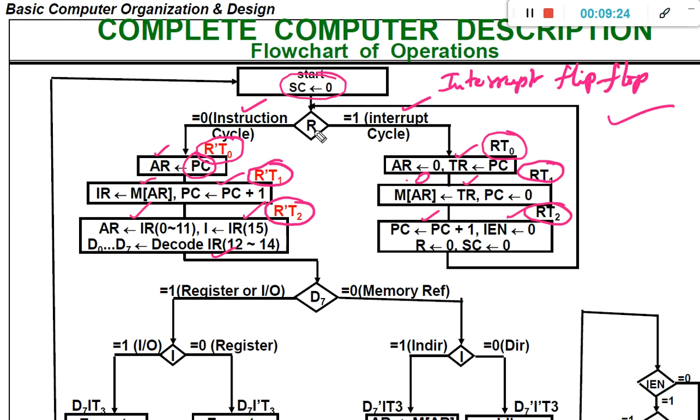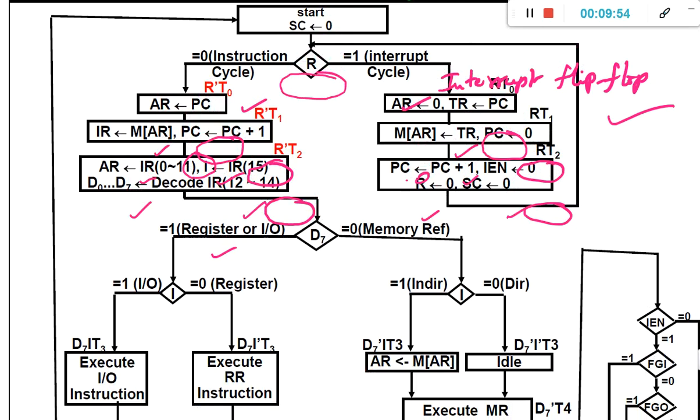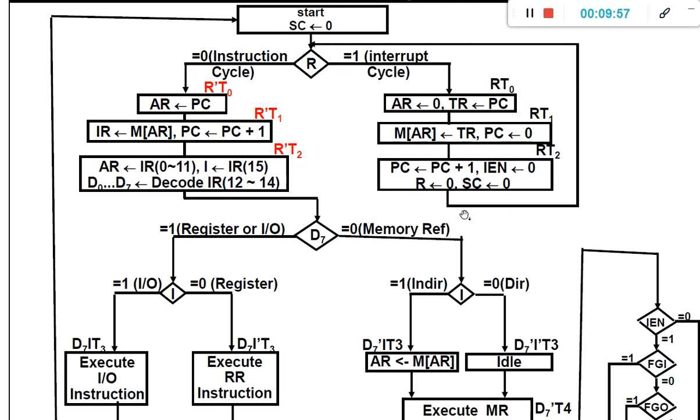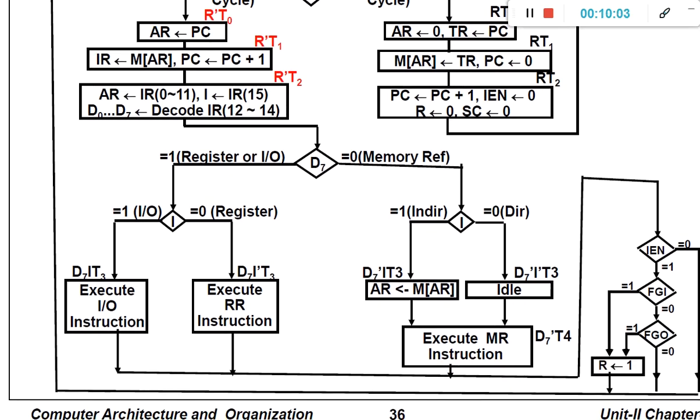So this is the basic thing initially we need to do: to determine the R value, and based on the R value, we need to execute either the instruction cycle or the interrupt cycle. If we are going to execute the instruction cycle, then we need to determine what type of instruction we are going to execute. So we need to determine whether the given instruction is a memory reference instruction or a register reference instruction or an input output instruction. So already we discussed about that.